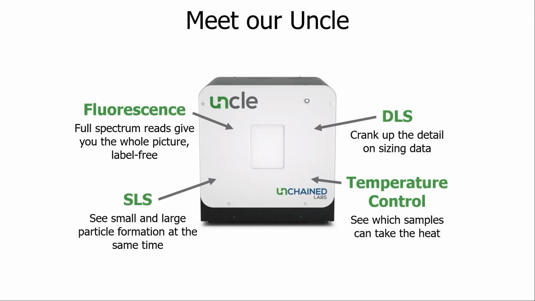DLS, or dynamic light scattering, is Uncle's 3rd detection method, and it lets you really crank up the detail on sizing and size distribution of your protein sample. Besides gathering size data, DLS is powerful for understanding what's in your sample, and it can be used to quality check proteins before you start an experiment. For example, for an antibody, you might see a nice monomer peak at about 10 nanometers in diameter, but you could also look for extra aggregates floating around in the 100 to 250 nanometer diameter range.